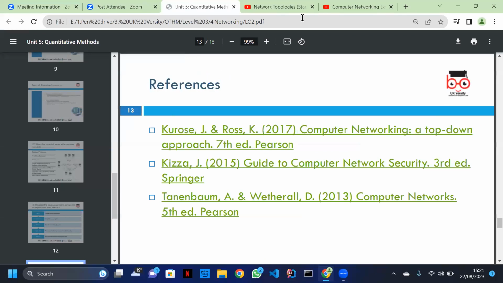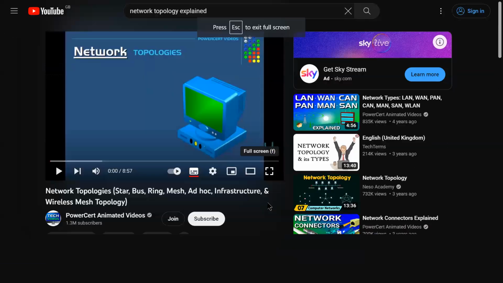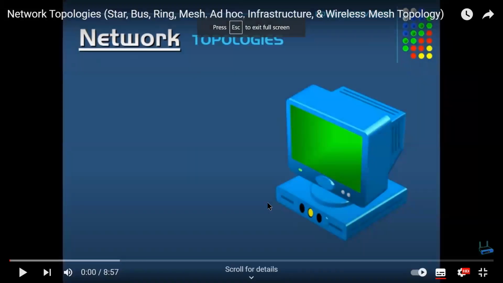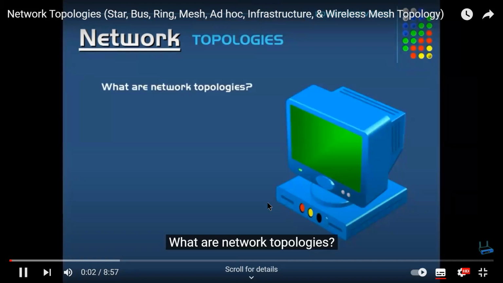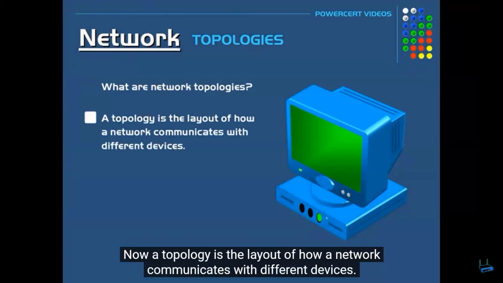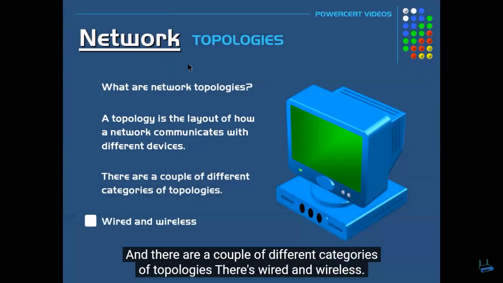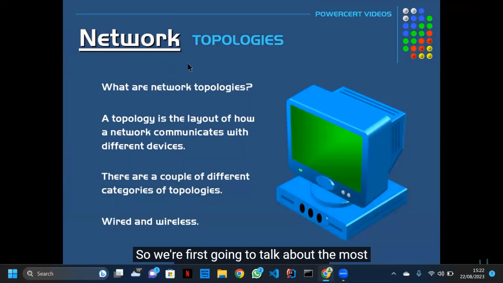So I found a very nice video which explains how a network topology works. What are network topologies? That's what we're going to talk about in this video. A topology is the layout of how a network communicates with different devices. There are a couple of different categories of topologies: wired and wireless. We're first going to talk about the most common wired topologies.